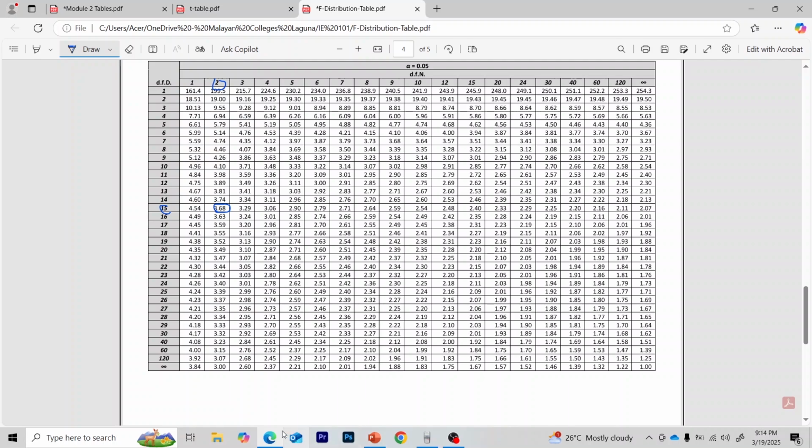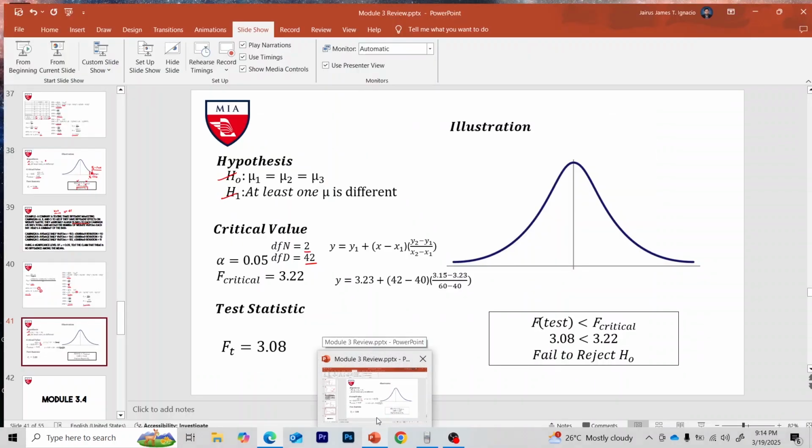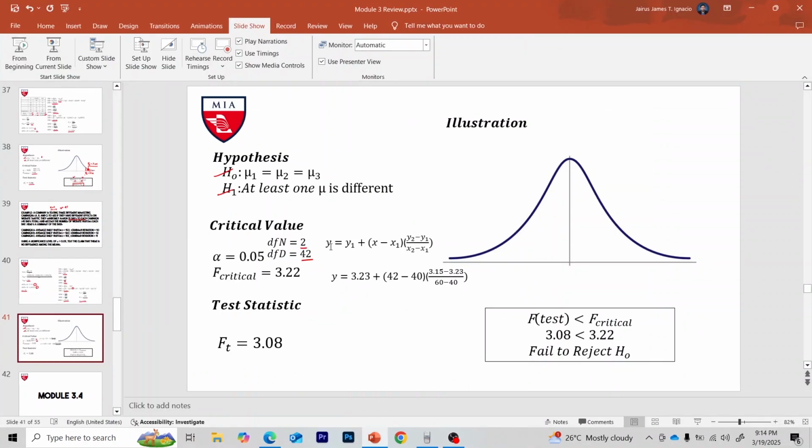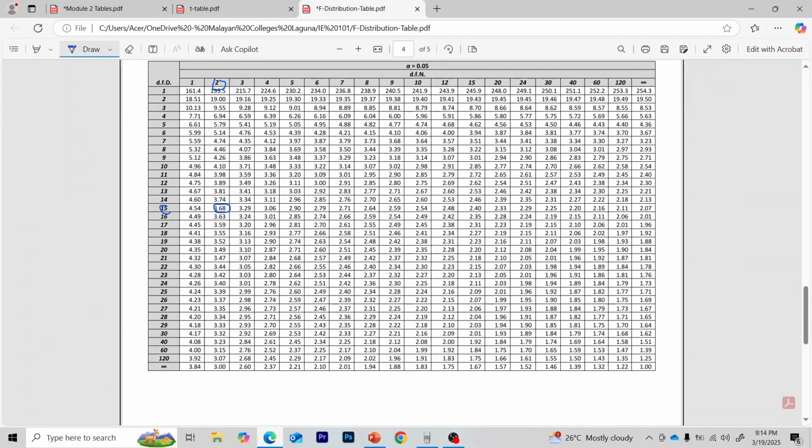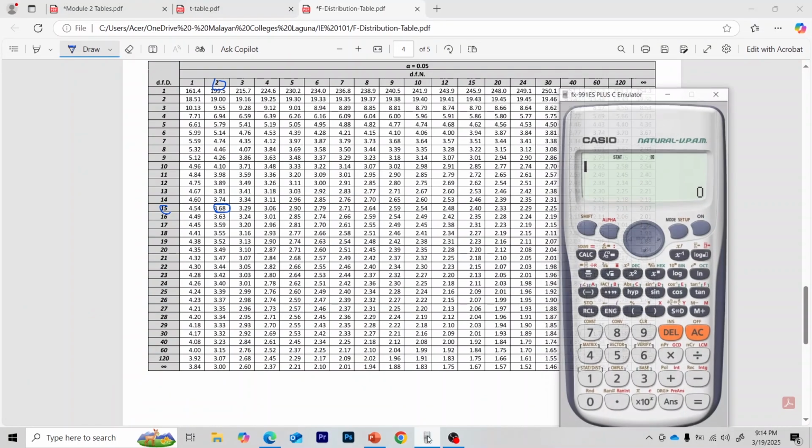So we will use what? The interpolation. Okay. We will use the interpolation. So we have this formula, y is equal to y sub 1 plus x minus x sub 1 multiplied by y sub 2 minus y sub 1 over x sub 2 minus x sub 1. So just substitute the values and we will get 3.22. But we can also use the calculator. Okay, so this time we will use the calculator in terms of interpolation.